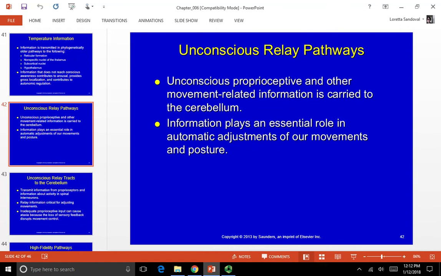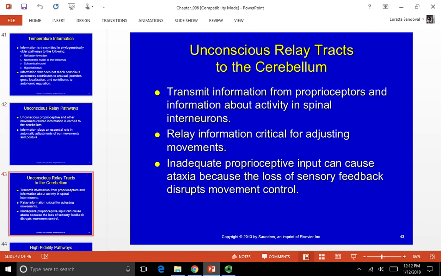Okay, so unconscious relay pathways: unconscious proprioceptive and other movement-related information carried to the cerebellum. Remember how in the conscious relay pathways we had conscious proprioceptive information? That's the stuff we're aware of. That's the stuff we can test when we're doing our sensory testing in the lab and in the clinic. The information in the unconscious relay pathways plays an essential role in automatic adjustments of movement and posture.